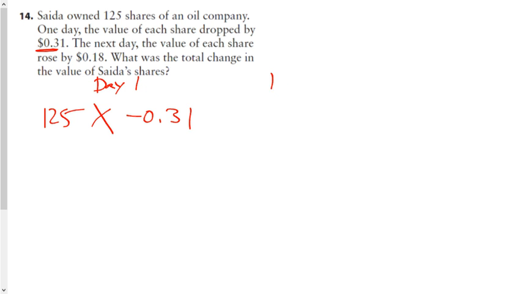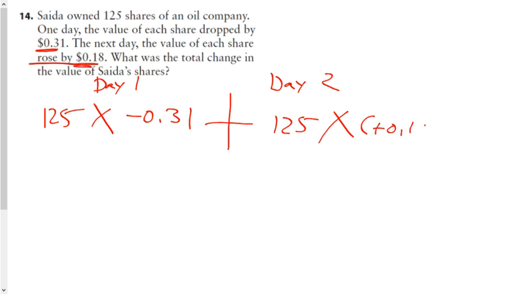Day two, so if I have day one plus whatever happened to those 125 shares in day two, they rose by 18 cents, which means we're going to use a positive 0.18. So how far it dropped in day one would be a negative expression, combined with how much it rose in day two.